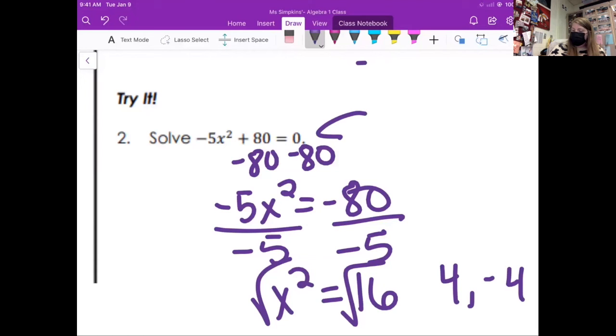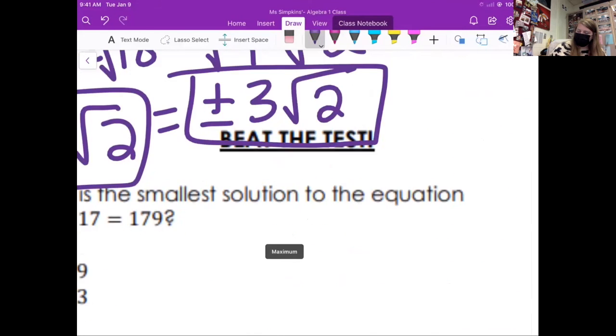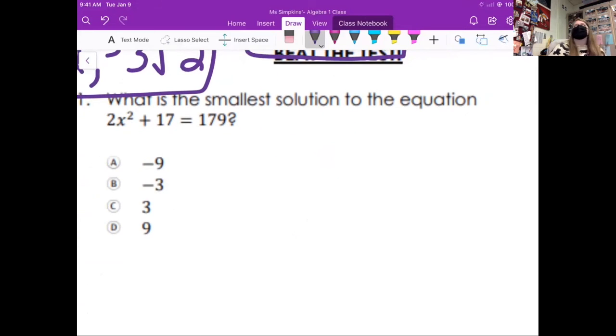And then on the beat the test, what is the smallest solution? So we know that we're going to get 2. We know one's going to be negative and one's going to be positive. So you could actually knock this down to 50-50 without doing anything. What would it have to be? It would either have to be negative 9 or negative 3 without even trying, because both of those are going to be the smaller of the 2 solutions. So I know that it's neither of those.